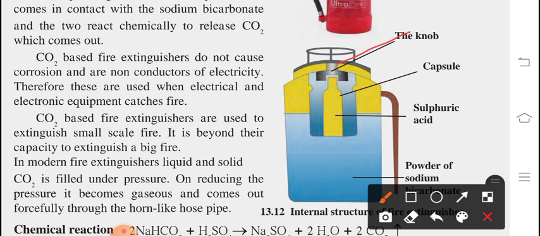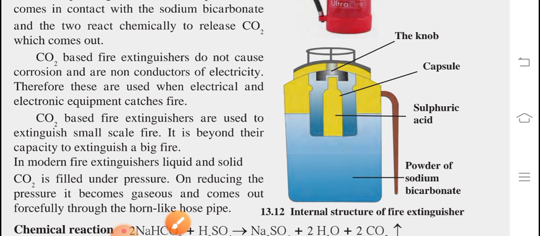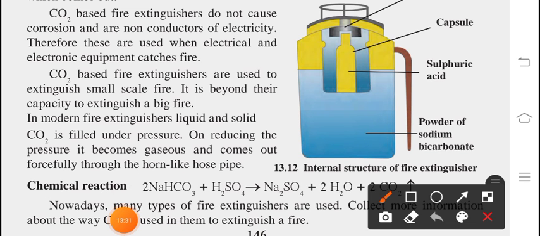this one is the knob. Here is the white capsule. In that, sulfuric acid is there, and when this sulfuric acid comes in contact with the sodium bicarbonate powder, then after the chemical reaction carbon dioxide is released. So how does it release? This is the internal structure of a fire extinguisher. I'll show you in the video how it works exactly.